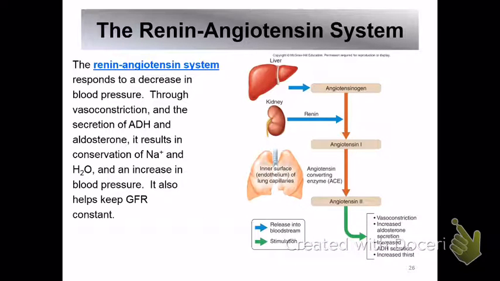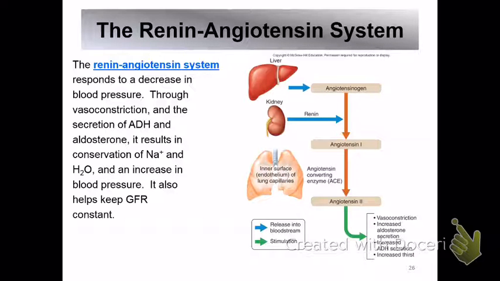Renin-Angiotensin System. So this is basically the renin stimulates for aldosterone to be made. So this system, and you can see it in the picture over on the right side, regulates the blood pressure, the amount of water and the blood pressure. So it says it responds to a decrease in blood pressure. So when blood pressure drops, this hormone system takes in through vasoconstriction and the secretion of ADH.